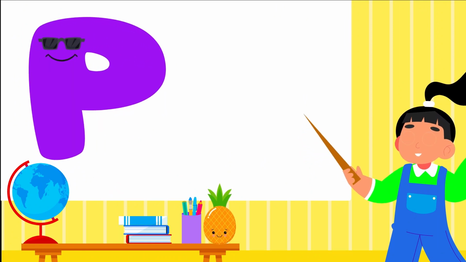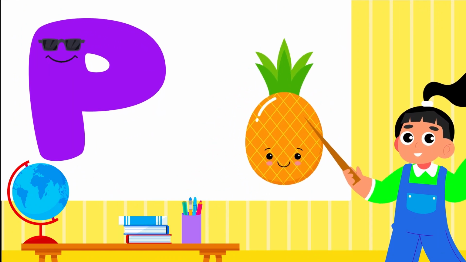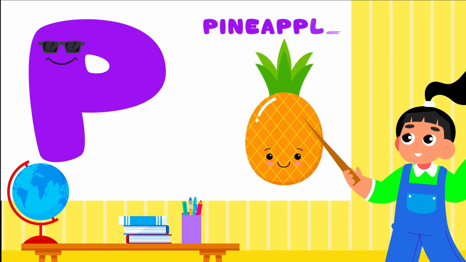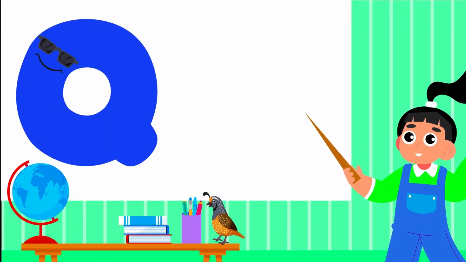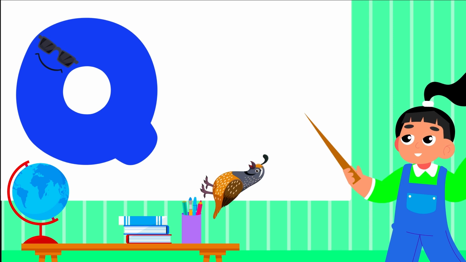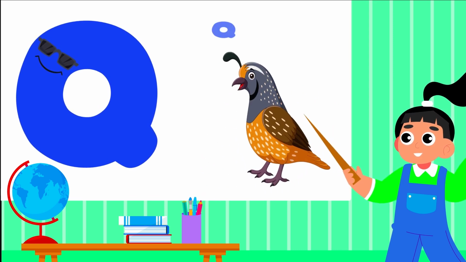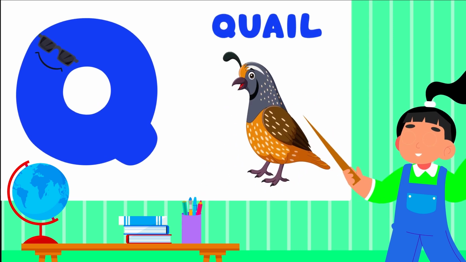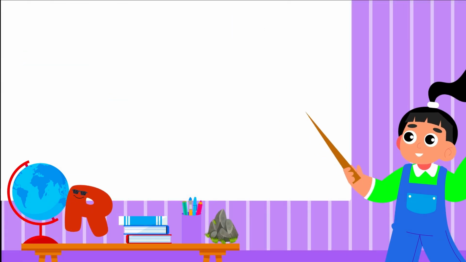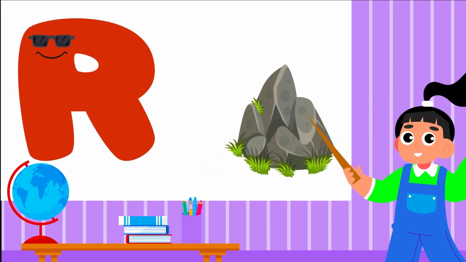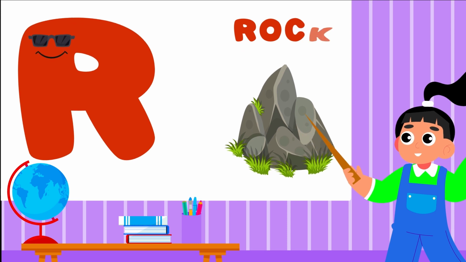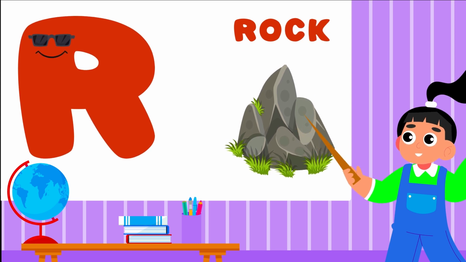P. Pineapple. P is for pineapple. Q. Quill. Q is for quill. R. Rock. R is for rock.